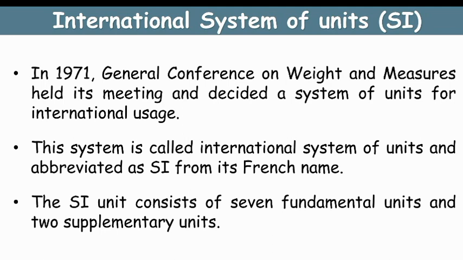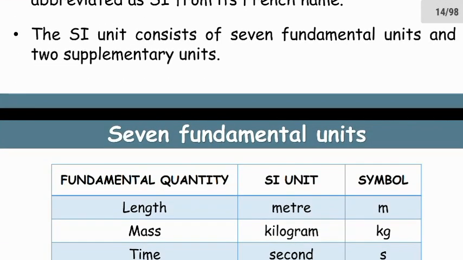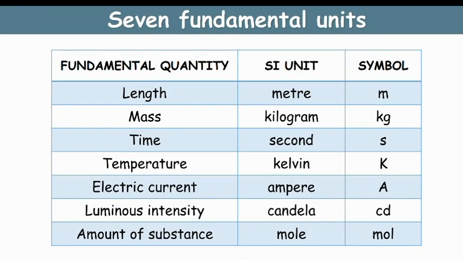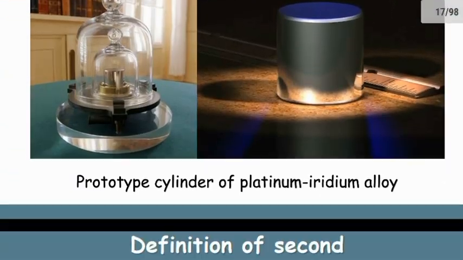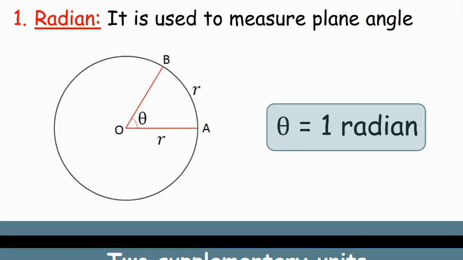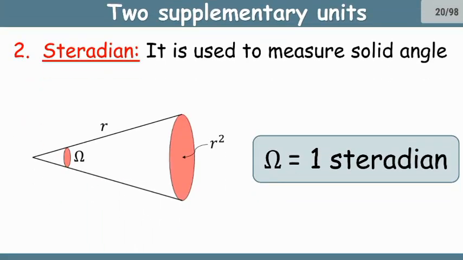What is this? The SI system of units. The system of units used by scientists and engineers around the world is commonly called the metric system. This system is the International System of Units, abbreviated as SI. The SI system contains 7 fundamental units and 2 supplementary units. These 7 fundamental units are length, mass, time, temperature, electric current, luminous intensity, and amount of substance. We have discussed the definition of each fundamental unit in detail in the previous class. The 2 supplementary units are radian and steradian.